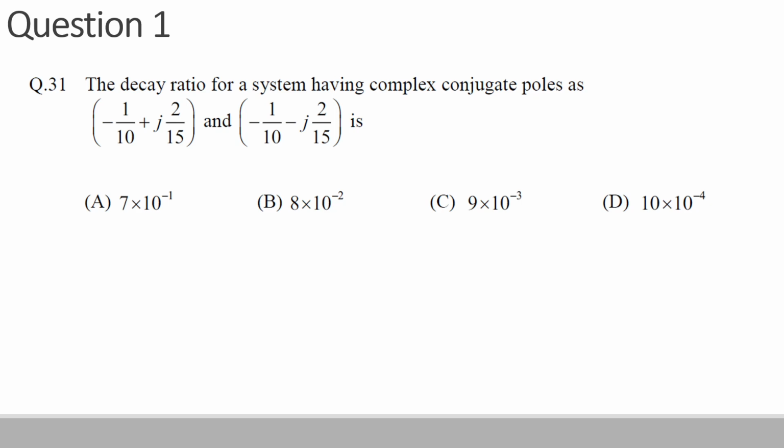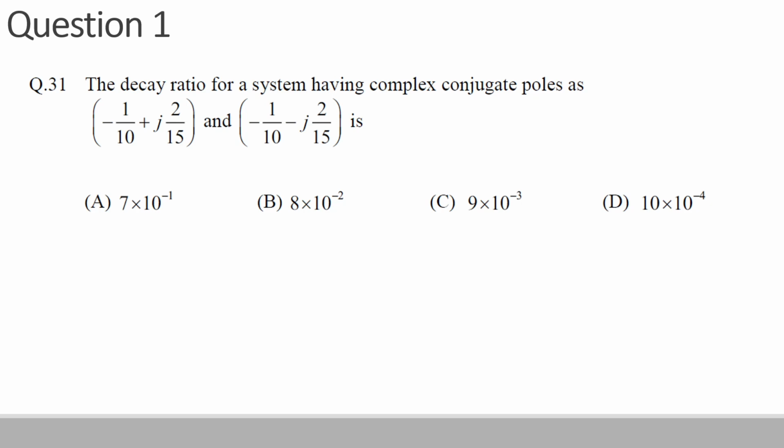So over here, for a given second order system with step input, we have been provided the complex conjugate poles, that is basically the roots of the denominator of a second order transfer function, and we have been asked to find the decay ratio for this given system.